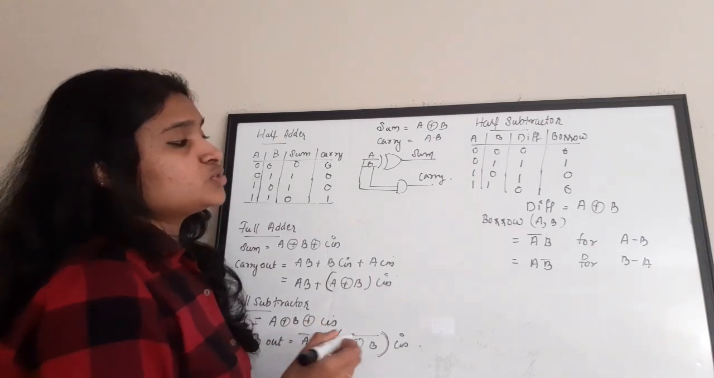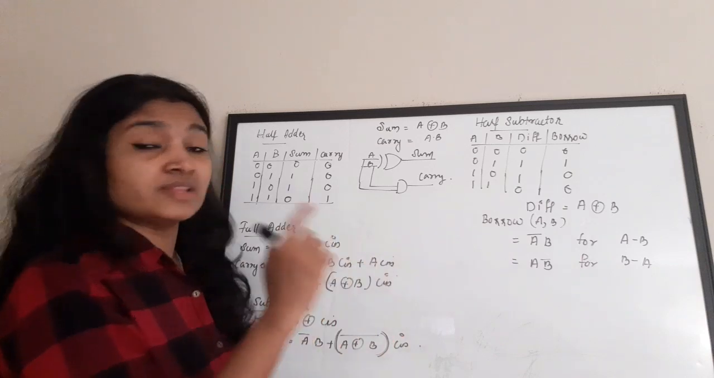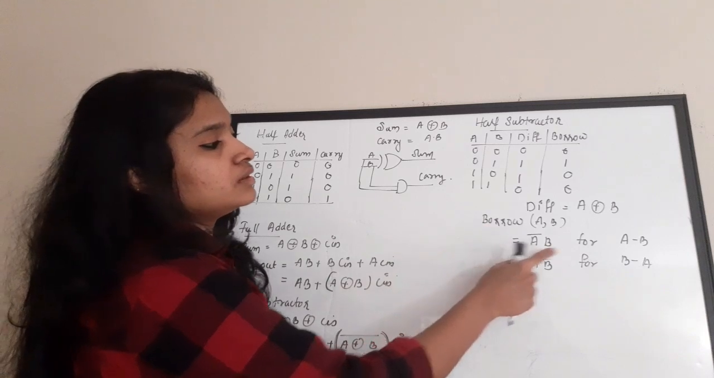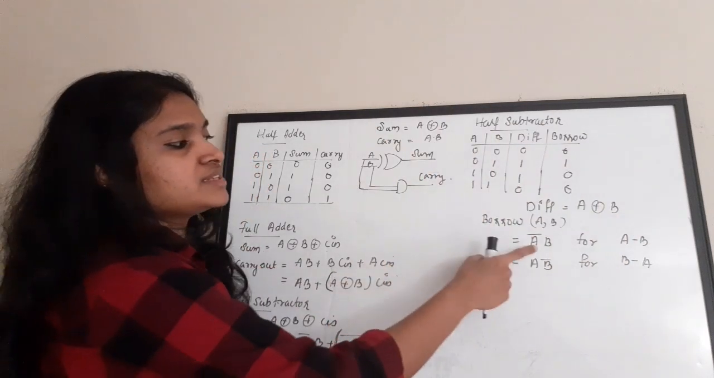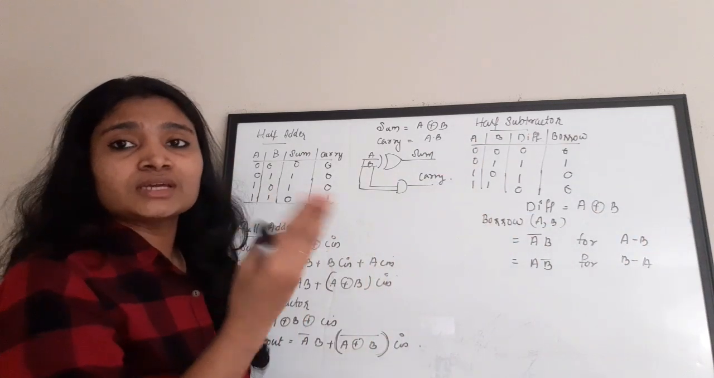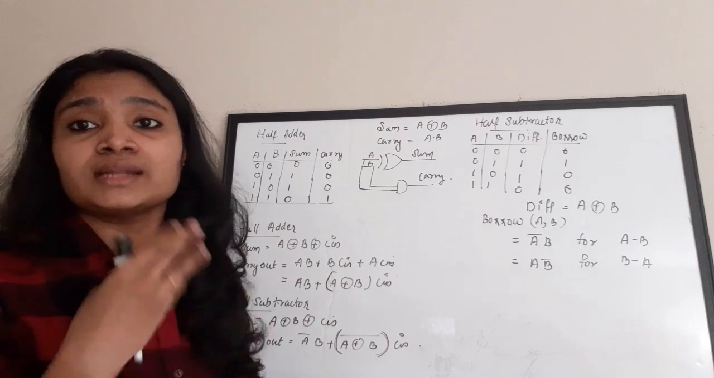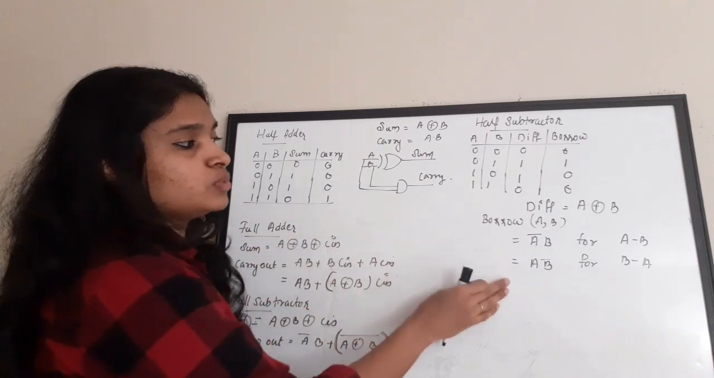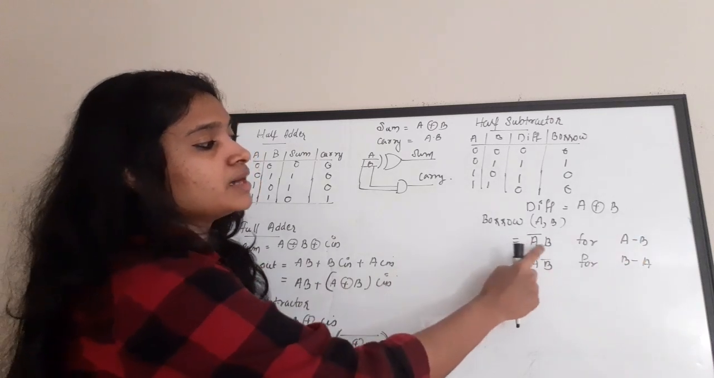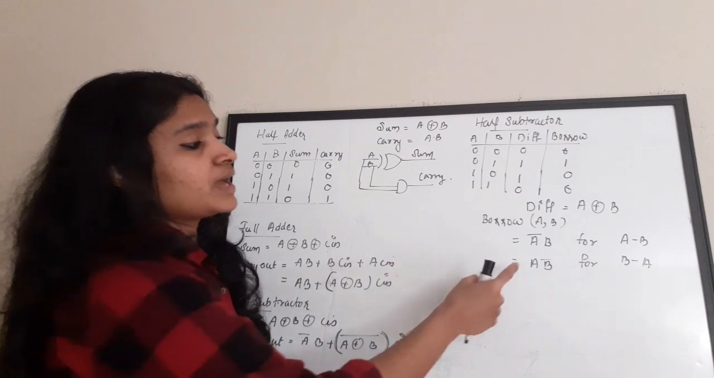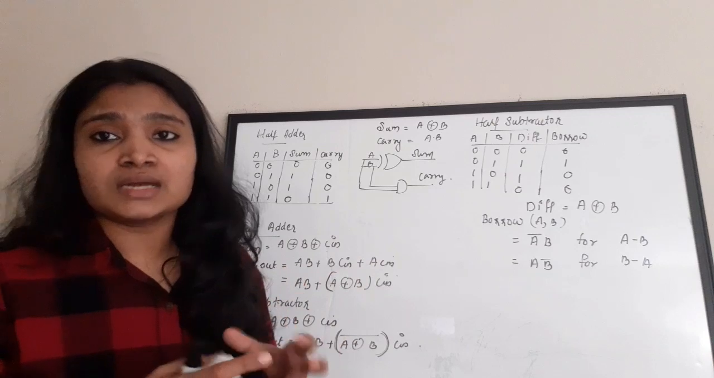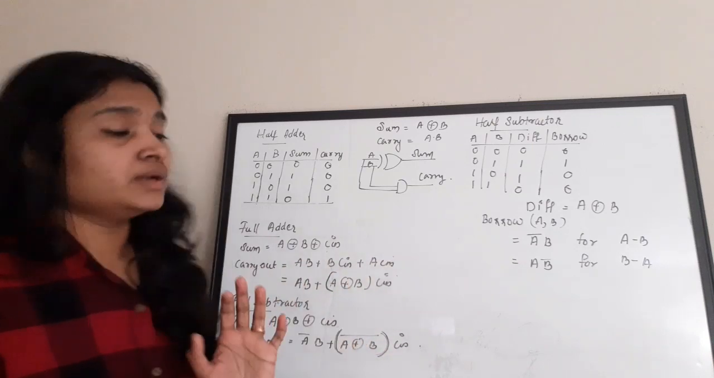But for borrow, you have to consider whether you are subtracting A from B or B from A. So for A minus B, the borrow is A bar B, and for B minus A, it is A B bar. That is why borrow is written as two different equations; it depends on which number you are subtracting from. I hope it is clear.